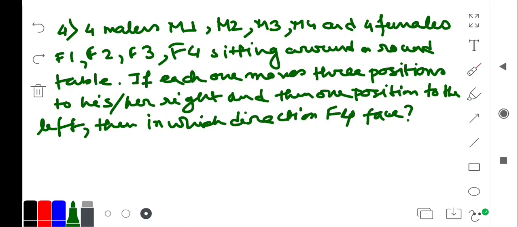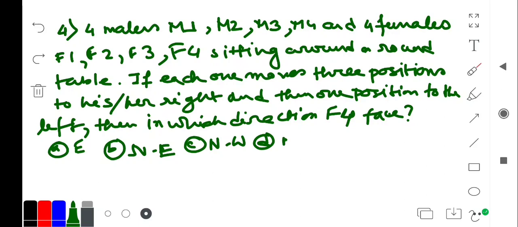Okay. So 4 males M1, M2, M3, M4 and 4 females F1, F2, F3, F4 are sitting around a round table. If each one moves 3 positions to his right, then 1 position left, so F4 faces. The question asks in which direction F4 will face, which position. The options: A is east, B northeast, C northwest and D north.